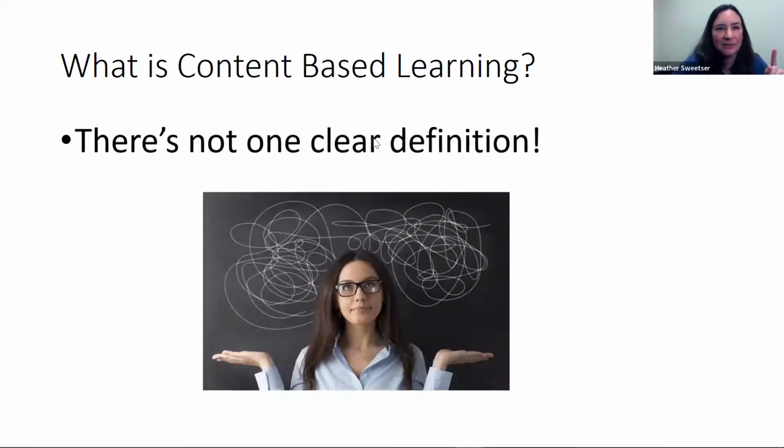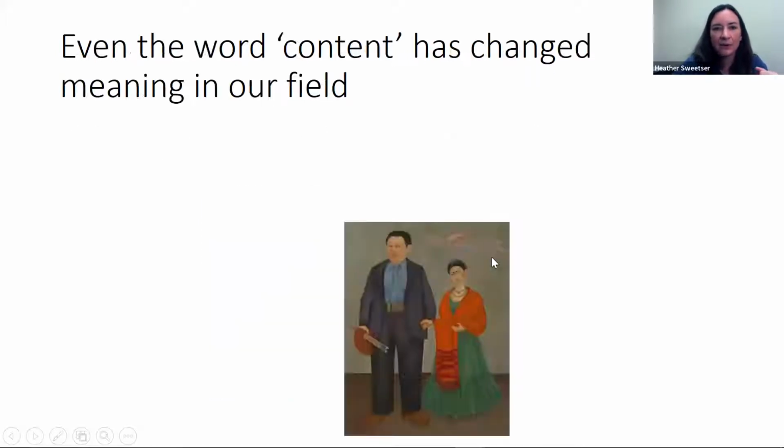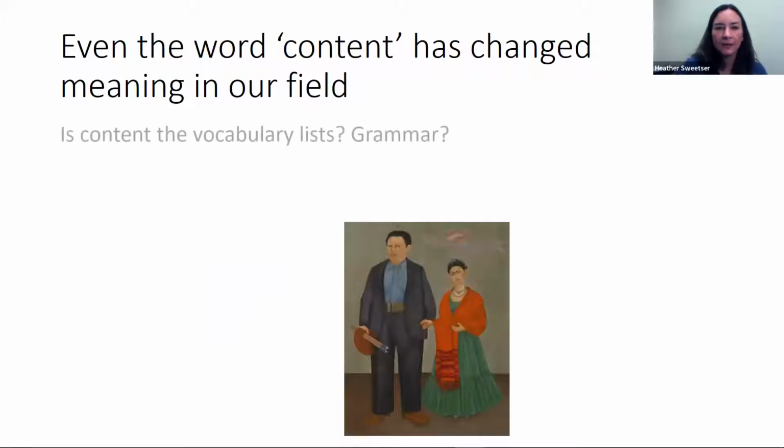Here's the issue, one of the biggest issues. There's really not one clear definition. And so even the word content has changed meaning in our field. So when we talk about content, what are we talking about? Is it the vocabulary lists? Is it the grammar? This is the school that I came from, very much vocabulary based, grammar translation based. This is what we did. And that was the content, was the language.